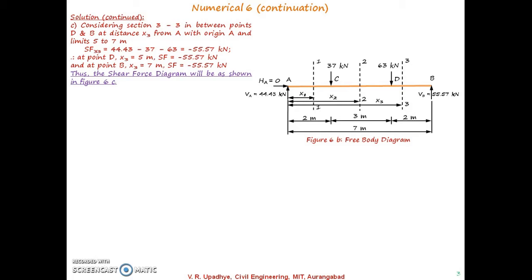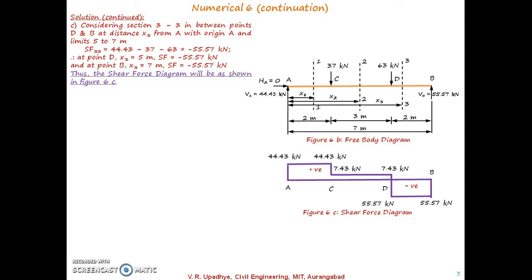So if we draw the shear force diagram, now we know at A it is 44.43 up to C. At C, as there is a point load, there is a change in the shear force. Similarly, from C to D there is no change in the shear force. At D, due to the 63 kilonewton point load, there is a change in shear force. And from D to B, it is again a horizontal straight line. So it will be something like this.